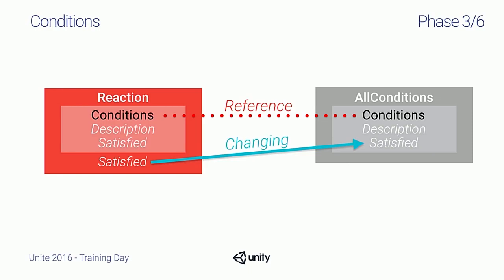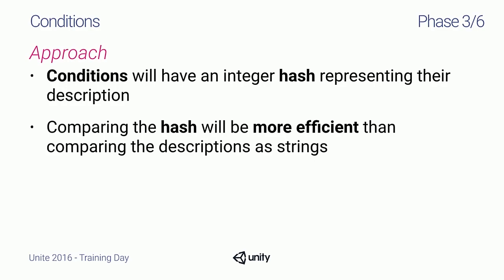The example that you have in this case, the interactable around the coin, will have an object reference to the asset, which is the global state, whether the coin has been picked up or not. And then when you pick up the coin, the reaction is to change the state on the asset from has not been picked up, false, to has been picked up, true. Now, these conditions will have an integer hash representing their description, rather than simply the description that has been written in. And comparing the hash is more efficient than comparing the descriptions as strings.